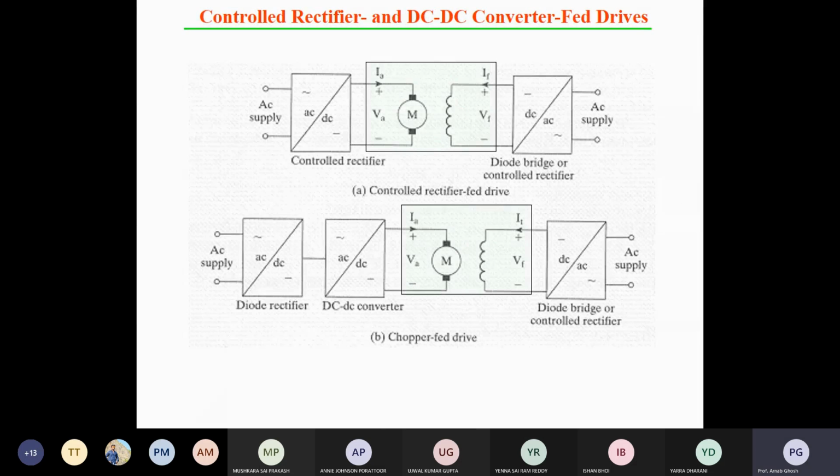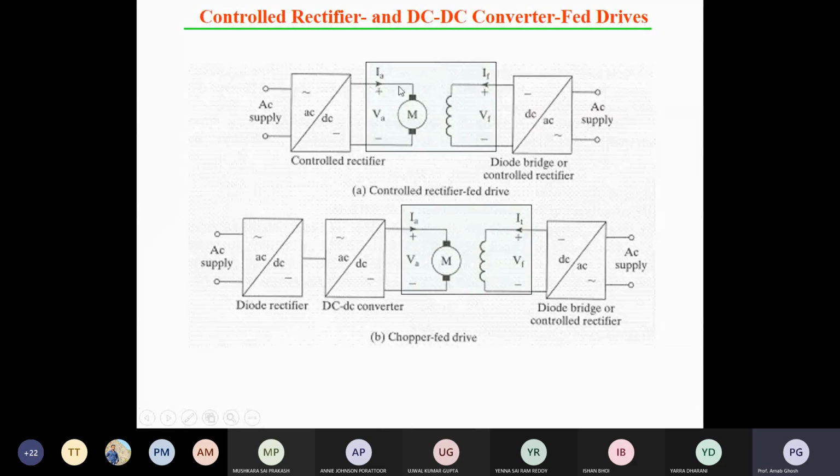Here you can see the AC supply, and after that the AC to DC controlled rectifier. Then we give the VA, the armature voltage. In the armature there is the armature current, which passes through the motor armature. Finally, we can control the value of VA by changing the firing pulse of the controlled rectifier.